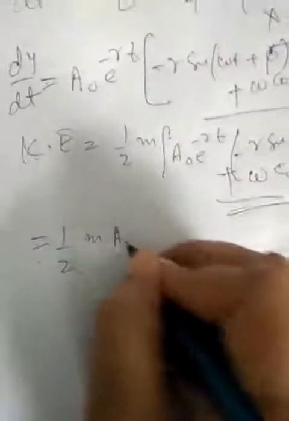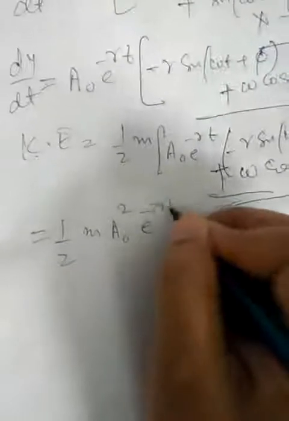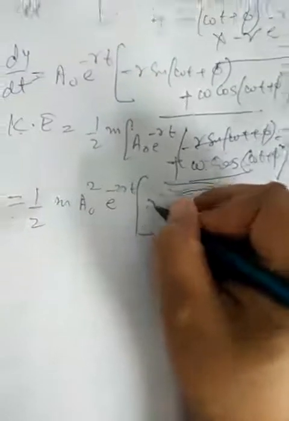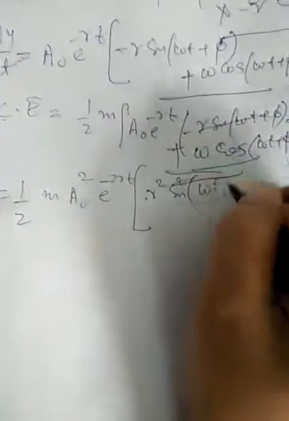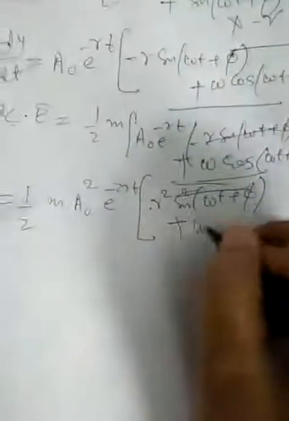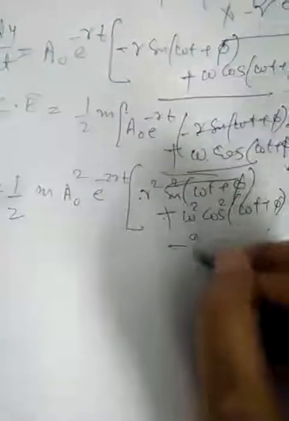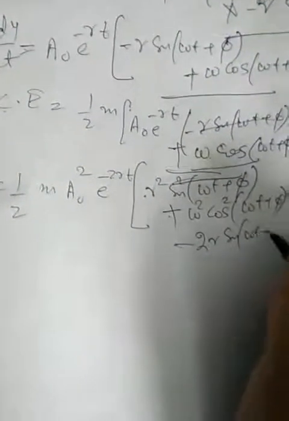There are three terms coming out: half m a naught square e raised to minus 2 gamma t, and then three different terms. One is the first square, second is the other square, plus a cross term. So it will be gamma square sine square of omega t plus phi, plus omega square cos square of omega t plus phi, plus minus 2 gamma omega sine of omega t plus phi into cos of omega t plus phi. That is the value of kinetic energy which we have obtained.